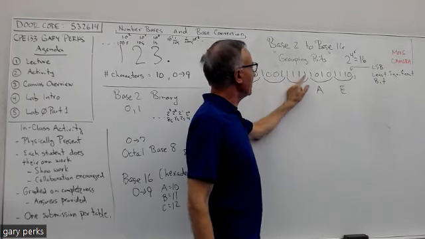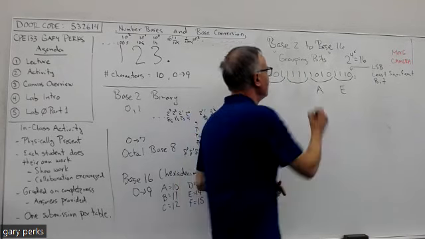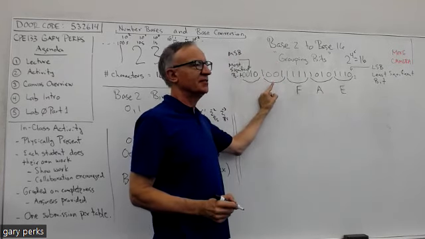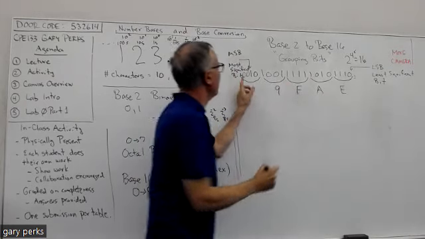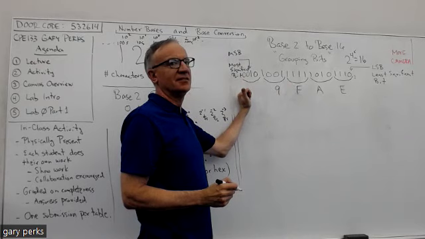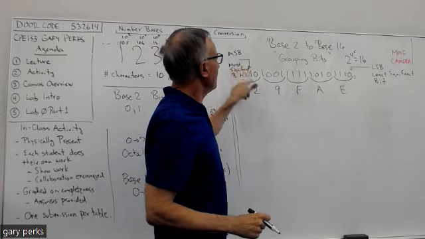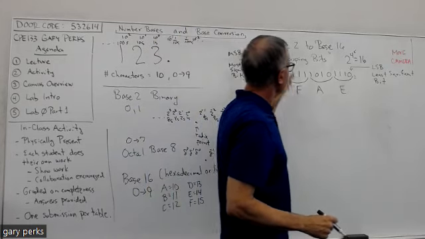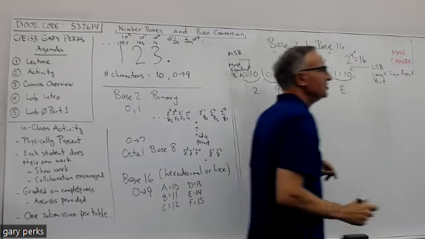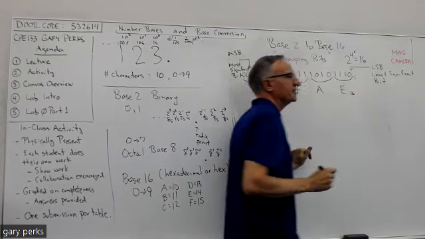Okay, now I go to the next 4, I got all ones. So it's going to be F, right? Because this is 15. Then I have 1, 0, 0, 1. That's 9. Then I have 0, 0, 1, 0. That's 2. So 0, 0, 1, 0, 1, 0, 0, 1, 1, 1, 1, 1, 1, 0, 1, 0, 1, 1, 1, 0 in base 2 is equal to 2, 9, F, A in hex.